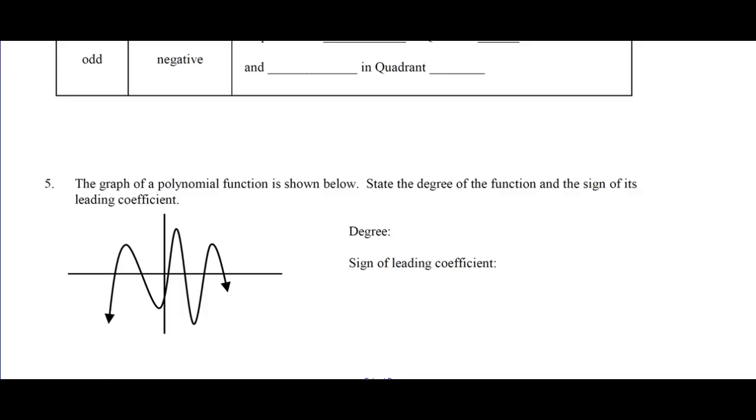Graph of polynomial functions. State the degree of its function. So degree. Now, easiest way is to say, well, okay, 1, 2, 3, 4, 5, 6. So it is a minimum of what degree? The minimum of degree 6. Does it have a positive leading or a negative leading coefficient? It's a negative leading coefficient. Okay, maybe we should write negative.